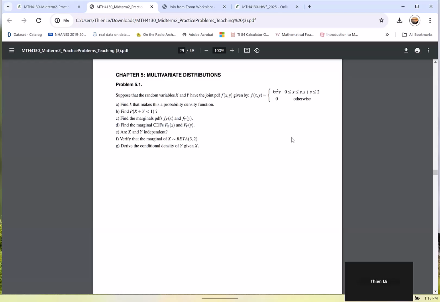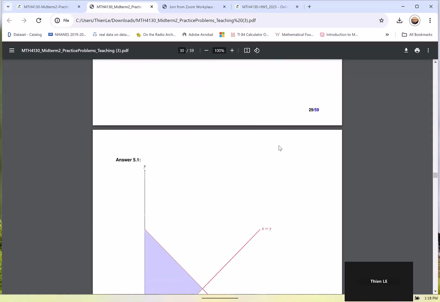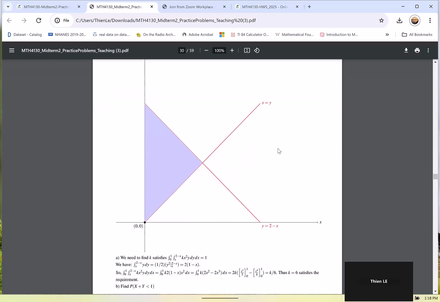So let us look at the problem part by part. First thing first, find k that makes a probability density function. What is important in a multivariate distribution is that you have to be very clear about where your support domain is, which means you need to visualize it somehow, because it will help you calculate your integral. When you need to find the k for a valid PDF, basically the definition requires the double integral for the bivariate case from negative infinity to positive infinity over x and y to be 1. But because we have a support constraint, it can be shrunk to this.